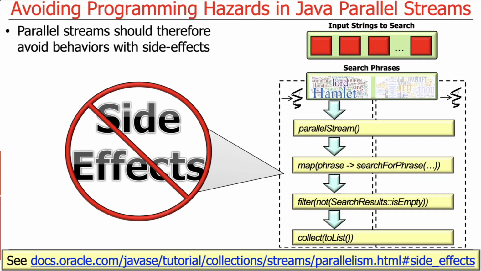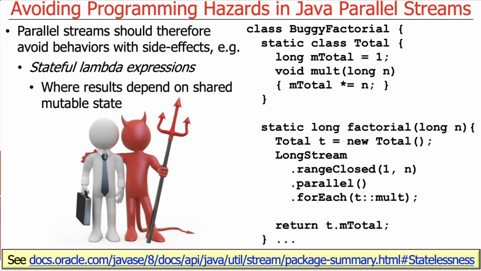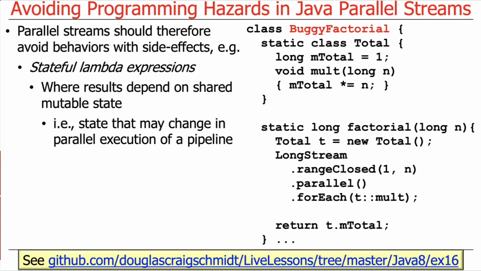You can read about side effects that can occur with parallel streams at this link here, and I'm going to talk through some examples of things that can go wrong. One classic example is to have stateful lambda expressions where the results depend on the shared mutable state, which of course is the root of all evil in programs. This is just a quick recap of something we've now seen a couple of times before, but it'll probably make a bit more sense now that we've been introduced to the streams framework, and specifically parallel streams. So here's an example, the Buggy Factorial example, which is in my EX16 folder, so feel free to try it out if you need additional refresher beyond what we talk about here.